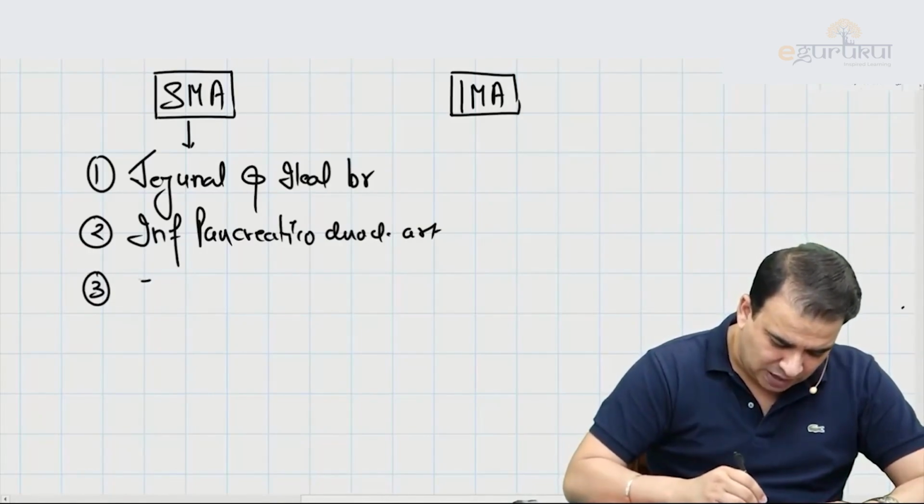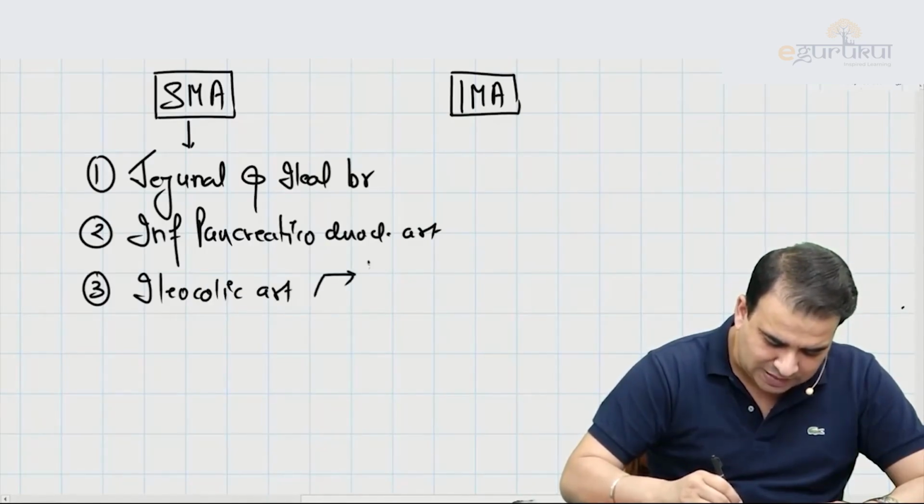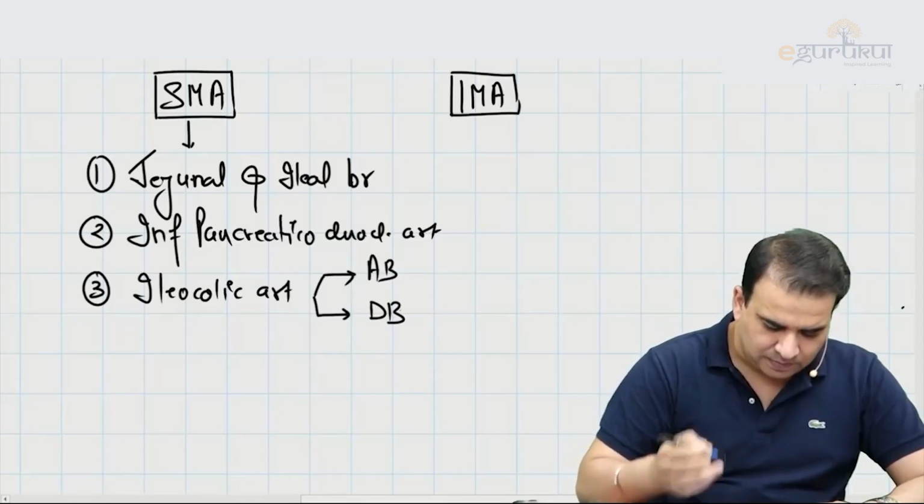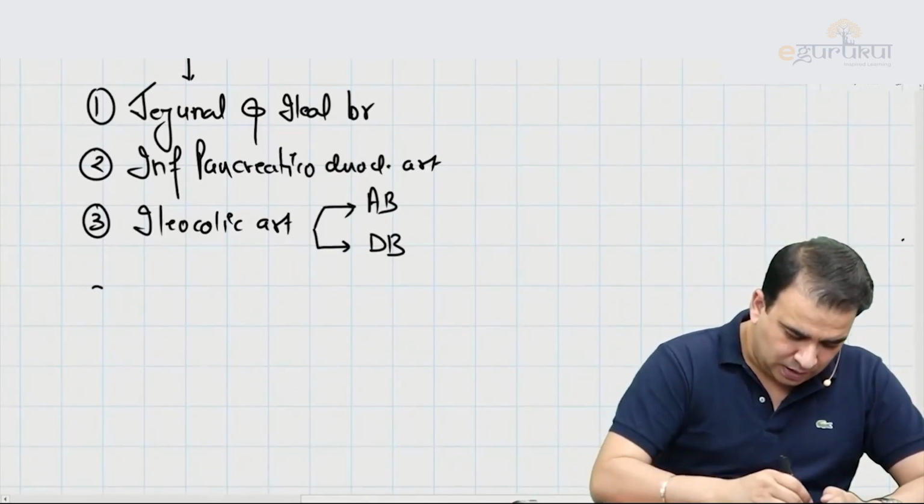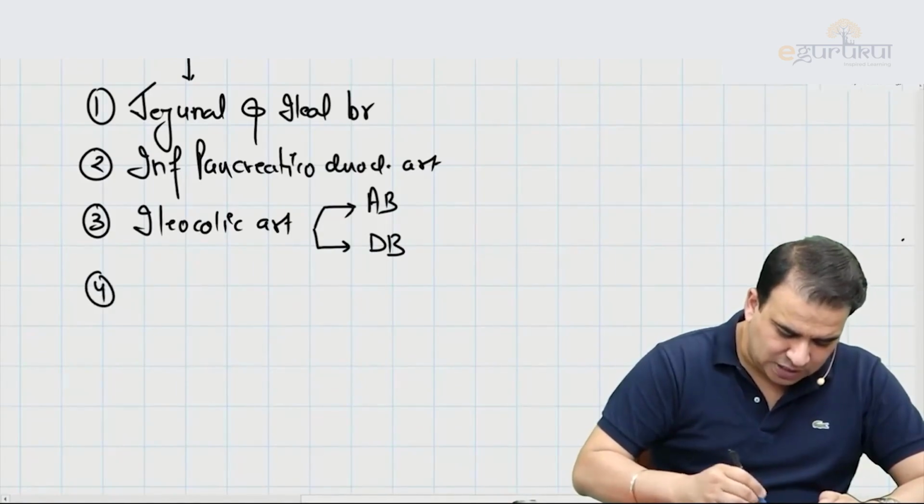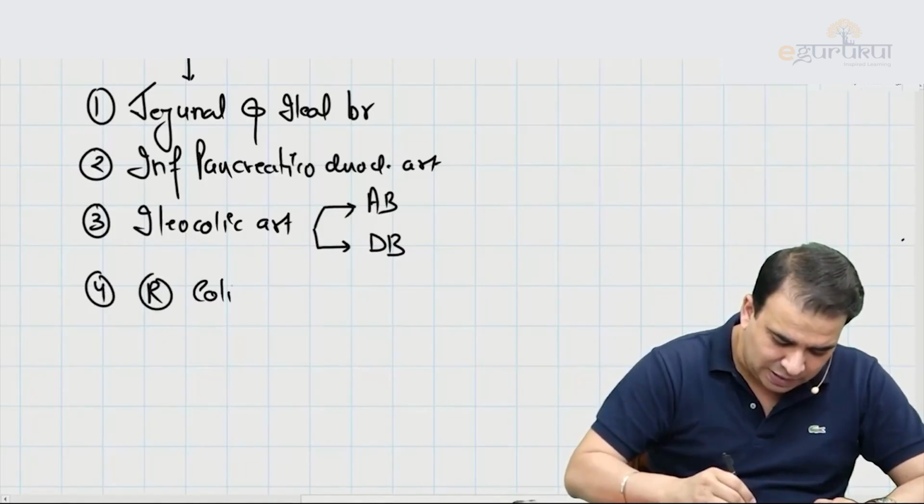Then it gives off the artery called the ileocolic artery. The ileocolic artery will have one ascending branch and one descending branch. We will see that. Ileocolic artery. It will also give off the branch called the right colic artery supplying the ascending colon. This is called the right colic artery.